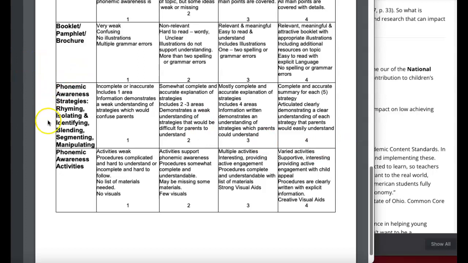Here are those strategies that you need to include: rhyming, isolating and identifying phonemes, blending, segmenting, and manipulating of phonemes. So, do you have a complete and accurate summary for each strategy? Is it articulated clearly, demonstrating a clear understanding of each strategy that parents could easily understand?